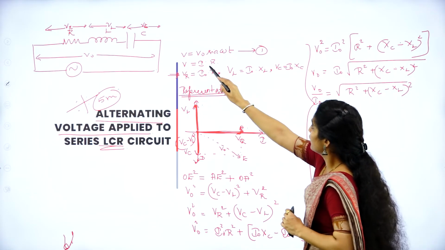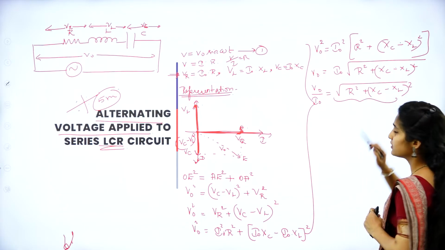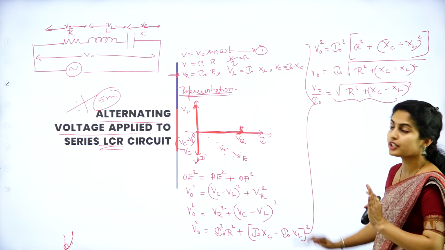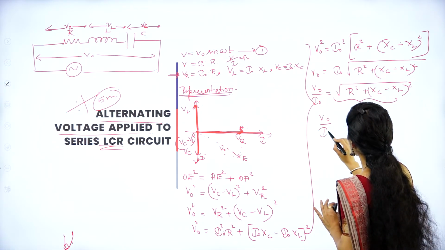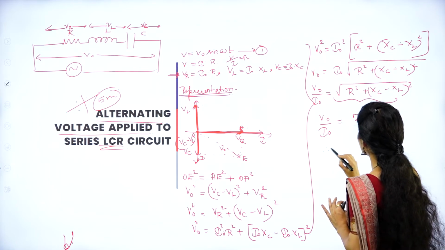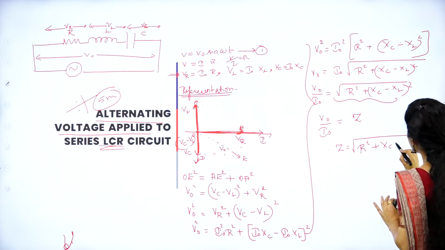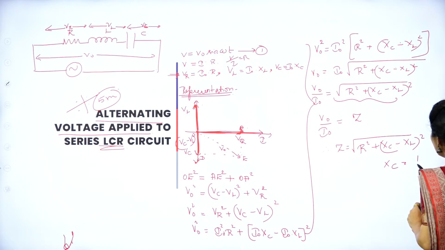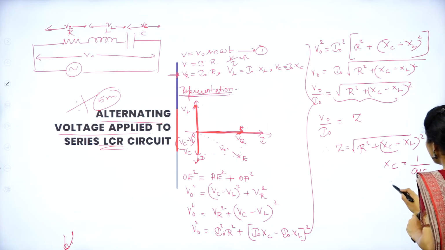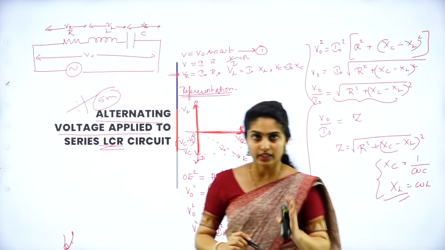This is of the form V by I is equal to R. So this will be the resistance, that is the opposition offered when the source is connected to an RLC circuit, which can be called V naught by I naught as Z. Therefore, Z is equal to the root of R square plus XC minus XL, the whole square, and we know that XC is equal to 1 by omega C and XL is equal to omega L. Having these concepts, you can apply them and then perform the equations.